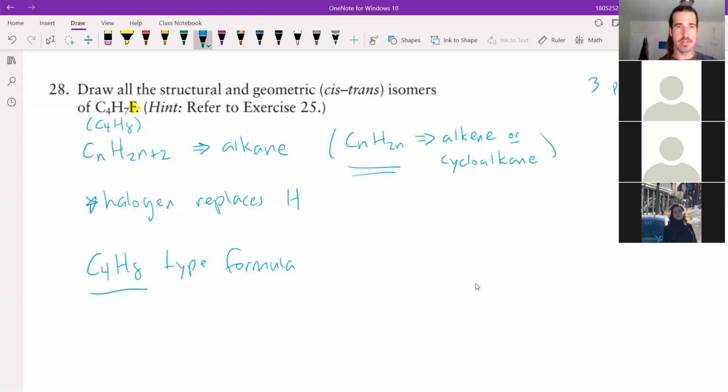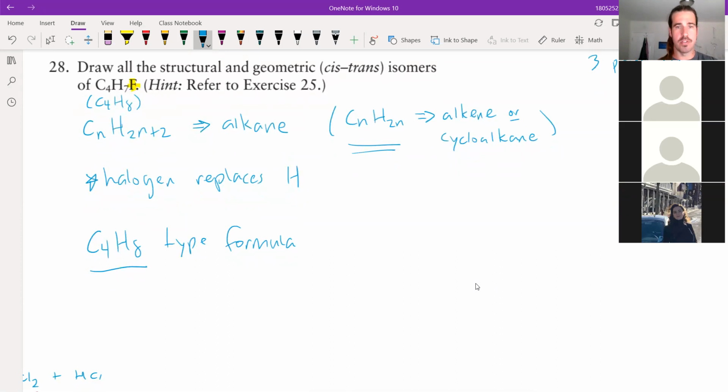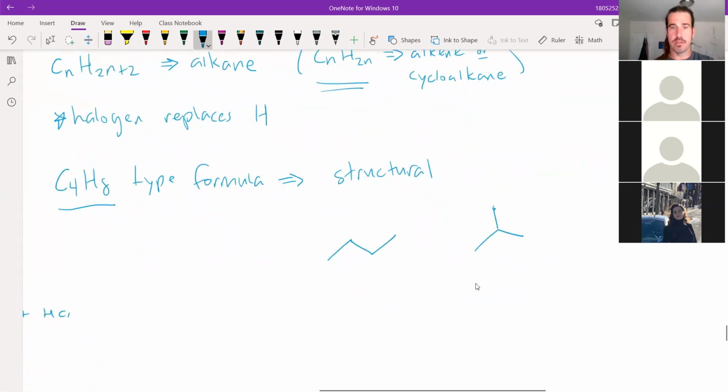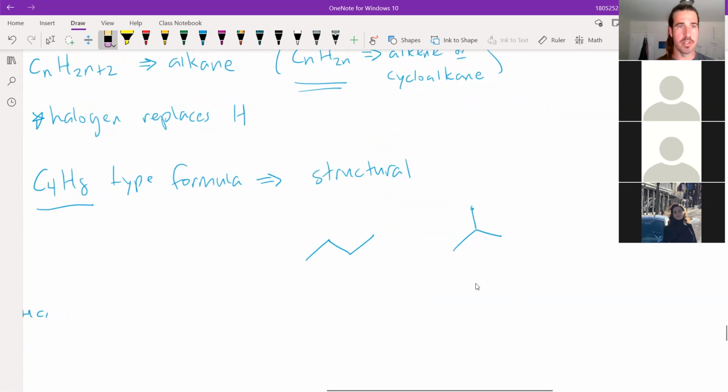alkenes or rings. So with structural isomers, we're getting into the pattern of 4 carbons in a row, or you could have 3 carbons with a branch, right? And that would be like a methyl propane type thing. And then what we have are possibilities of where we put the fluorine. So let's do this with the straight butane chains first.